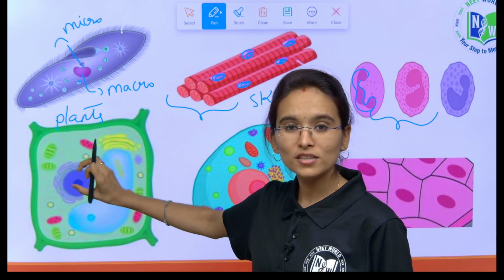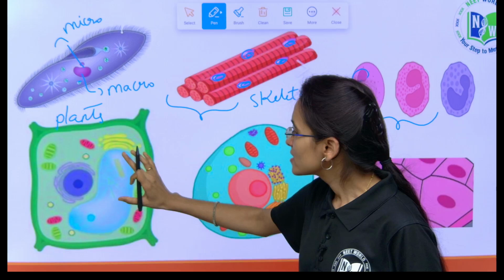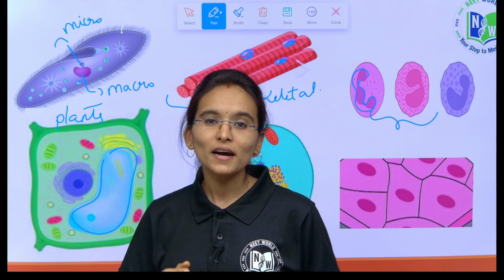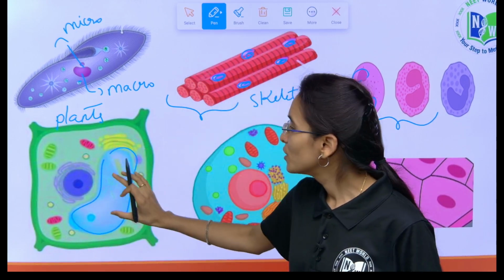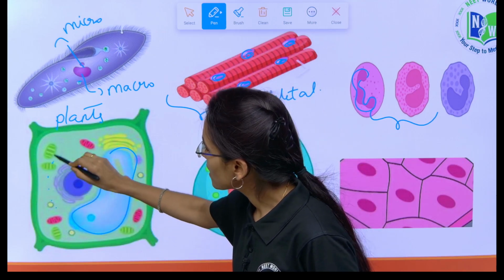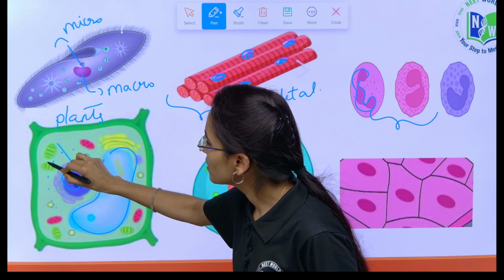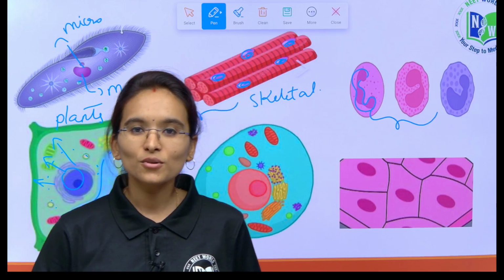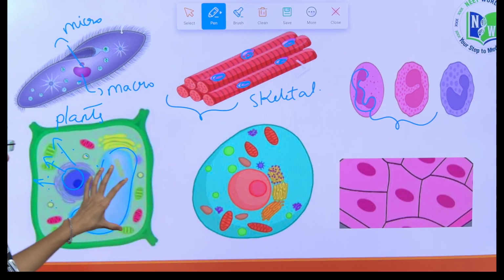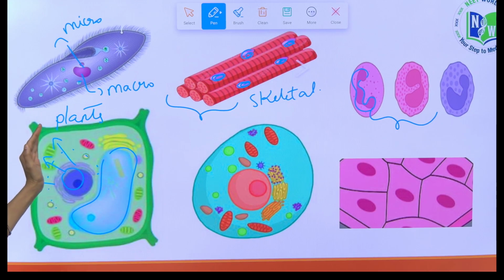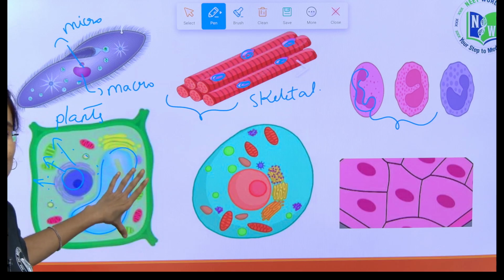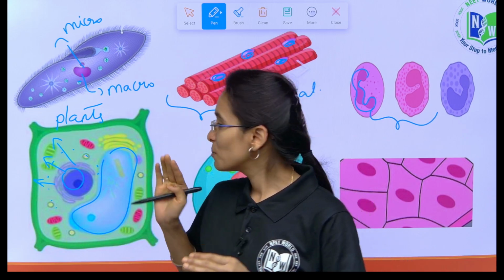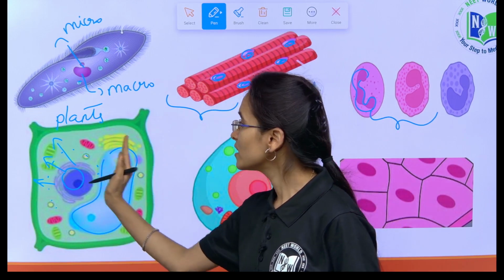Now coming towards the nucleus present in the plant cell. See here, this is a vacuole. The vacuole occupies the major portion of the plant cell. Due to this, the cytoplasm and the nucleus move towards the periphery of the plant cell. Clear, children? The vacuole occupies the entire portion of the plant cell and pushes the nucleus and cytoplasm towards the periphery.